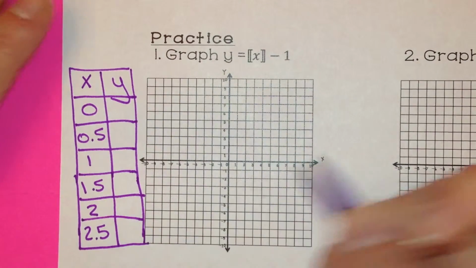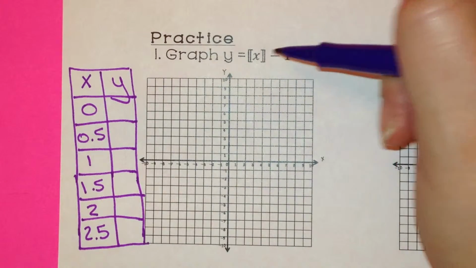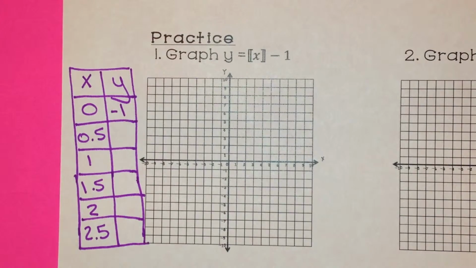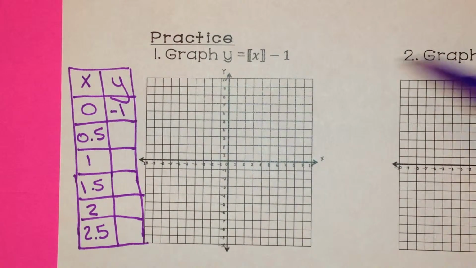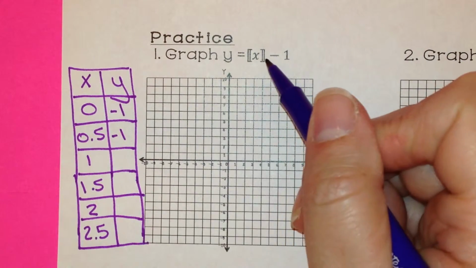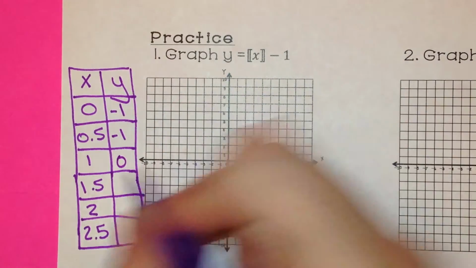Okay, plug your x values in. So greatest integer of 0 is 0. 0 minus 1 is -1. Okay, greatest integer of 0.5 is still 0. 0 minus 1 is -1. Plug in 1. Greatest integer of 1 is 1. 1 minus 1 is 0.